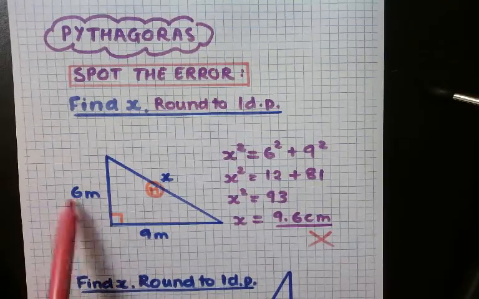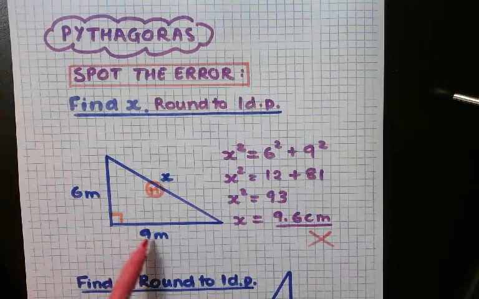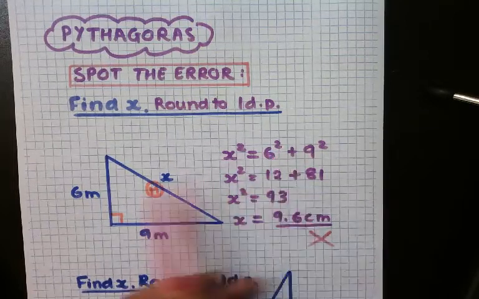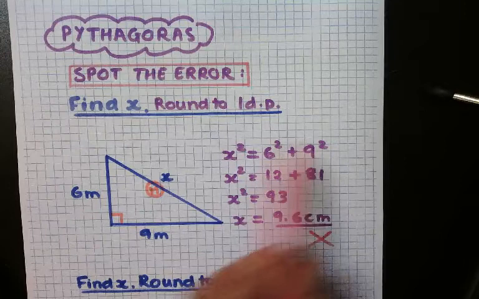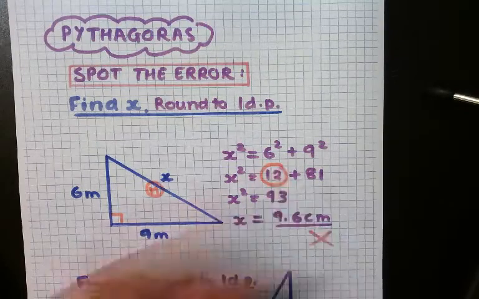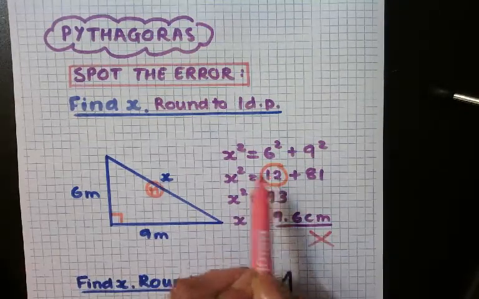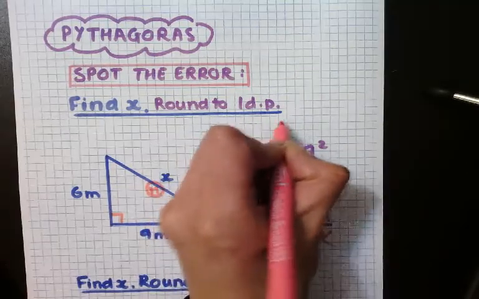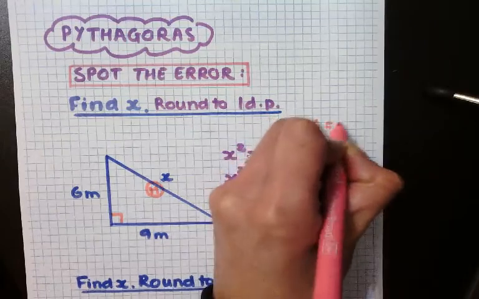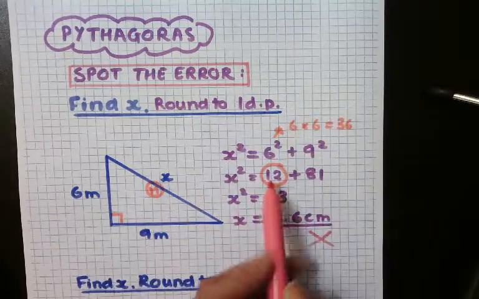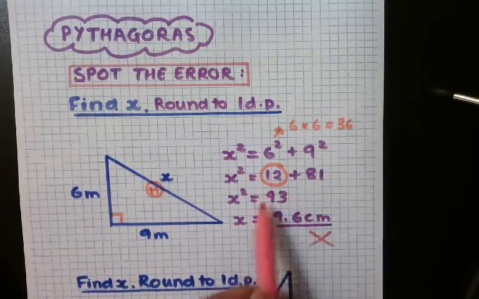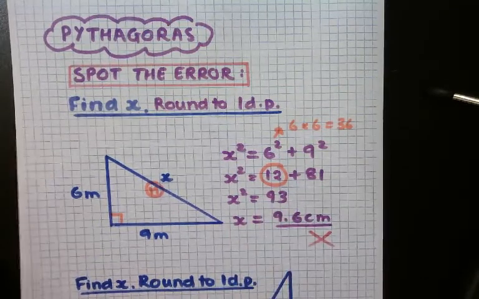So we were doing an addition. So we're going to square the other two sides and add them together and then do a square root. So yeah, we've got 6 squared plus 9 squared, but the error is the 12 here, because 6 squared is not 12. 6 times 2 is 12, but 6 squared means 6 times 6, which is 36. And then we could have added those together to get a new sum of the square, and then square root.